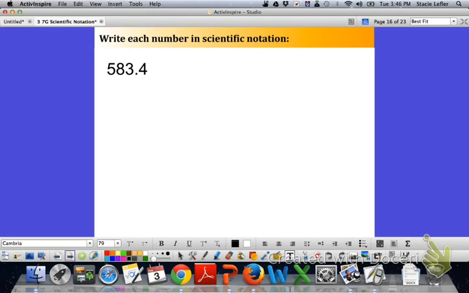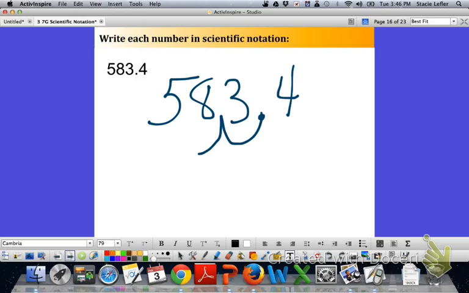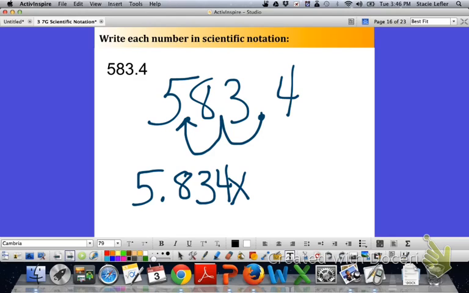Pause the video and write this number, 583.4, in scientific notation. Okay, you would take your decimal and move it so it's behind only 1 leader in the front. So it's going to end up here as 5.834, 5 and 834 thousandths times 10 to the something. And it moved over 1, 2, so 10 to the second.